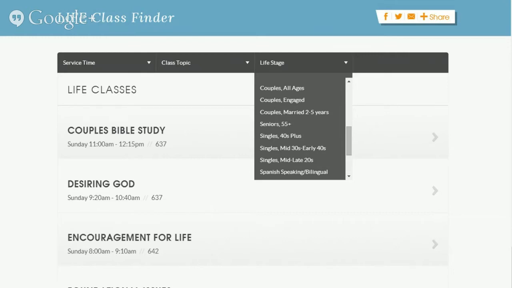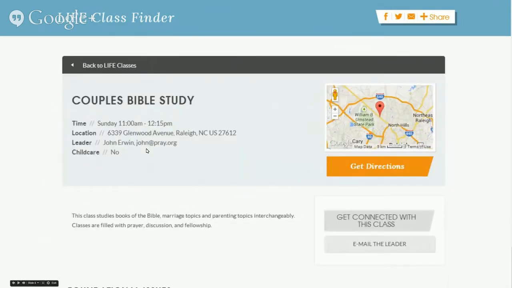And it gives you the times and the classrooms, but if you click on it, what ends up happening is it takes you to another page. On this page, it's got important information. It tells you what time, the location, who the leader is, gives you their contact information, lets you know if there's childcare, and it also gives you a little bit of a description about the class. And then on the far side, you can get the directions, and it shows you how to get connected in the class. You can also email the leader.